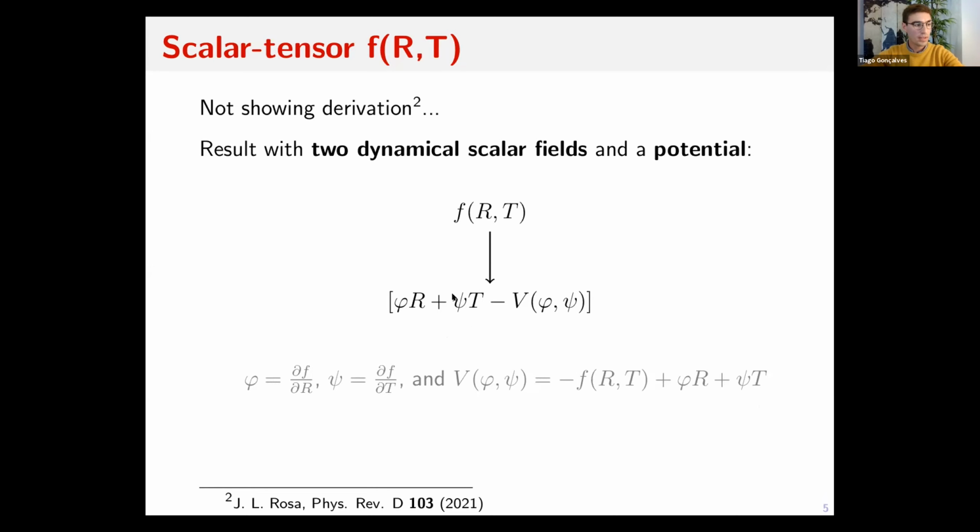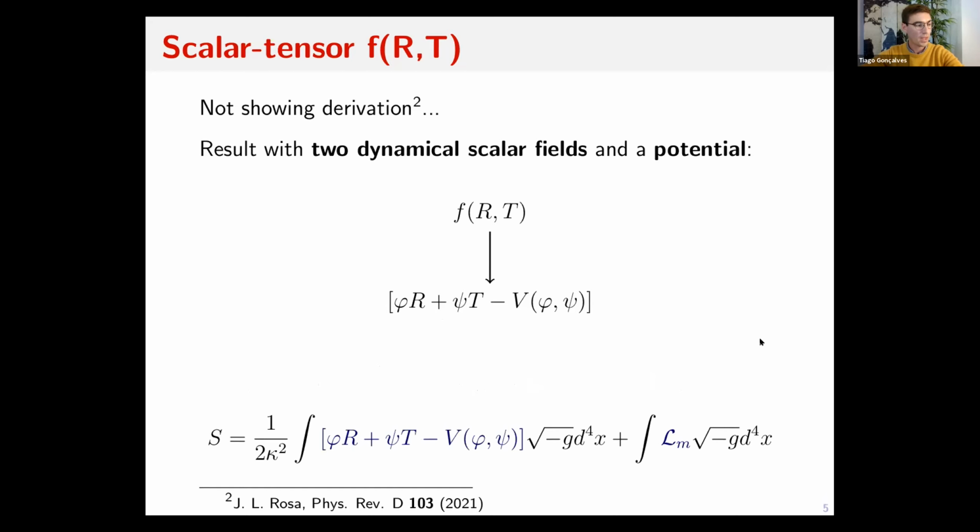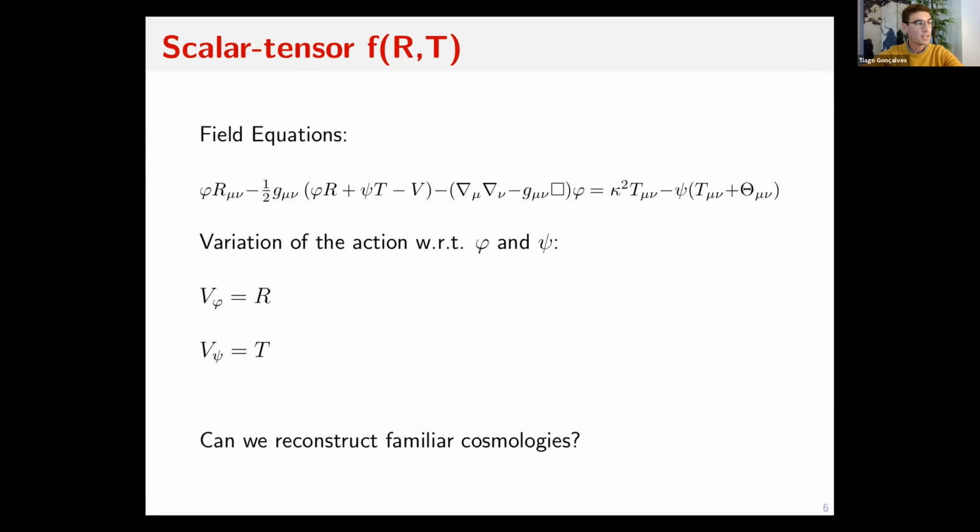We've noticed throughout the analysis that phi will always be associated with the curvature part and psi with the source. So once again, just showing here the full action. Varying this action with respect to the metric yields very similar field equations to the ones in the geometrical, except of course with the new definitions. So there's two scalar fields and the potential V.